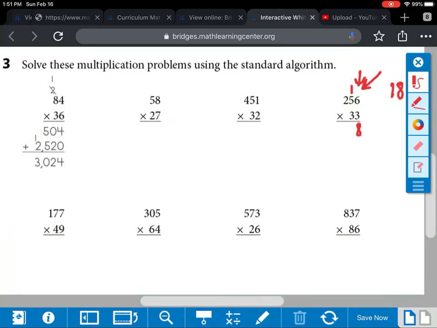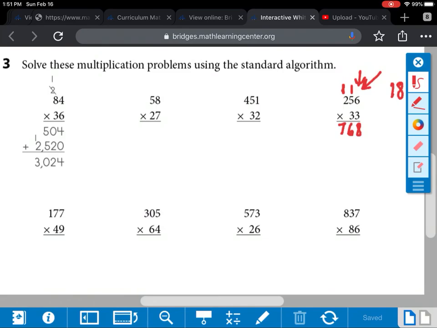Now I'm going to do 3 times 5 is 15. I have to add the one that I carried to get 16. I'm going to bring down what's in my ones place and once again carry what's in my tens place. And then I'm going to do 3 times 2, which is 6, and add my 1, which is 7.